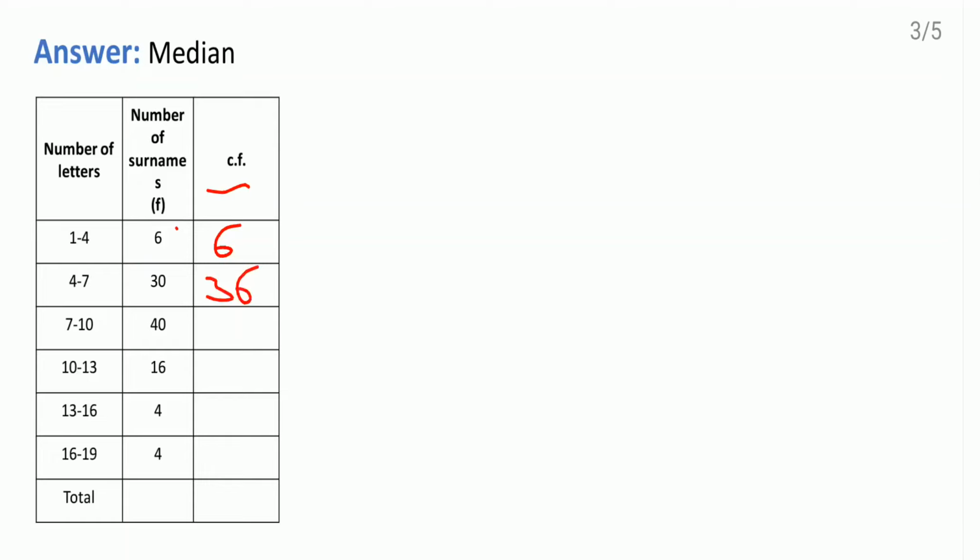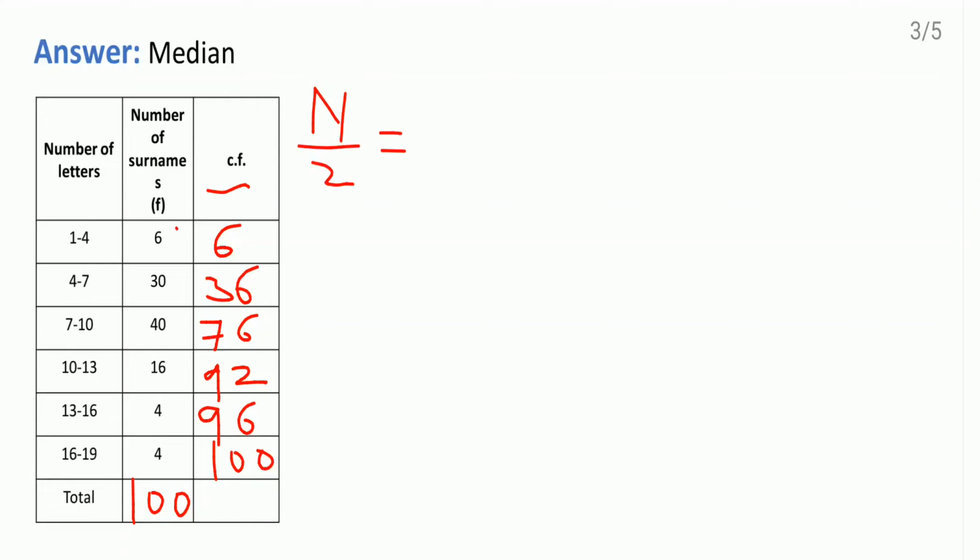There are how many surnames in which less than 10 letters are there? Okay, I'm talking about less than 10. That means from 1 to 10 letters, correct? So I will just add this 36 plus 40. Okay, so my answer will come as 76. Next one, 76 plus 16, it comes as 92. 92 plus 4, 96. And here 100. Total number of surnames are 100, right? So my N, that means total number of surnames, comes as 100.